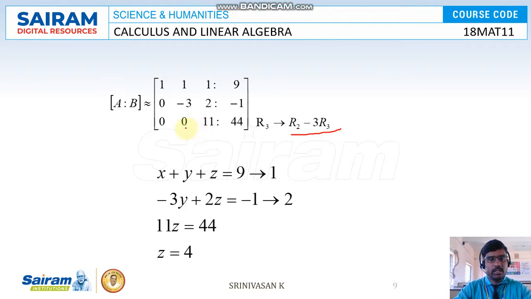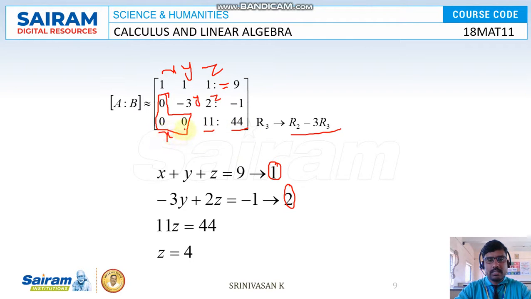If you add, you get this matrix. So clearly this is the upper triangular matrix. That's all. Now compare with the equations. The first equation, with x, y, z, is x plus y plus z equal to 9. The second equation is minus 3y plus 2z equal to minus 1. And the third one is 11z equal to 44.